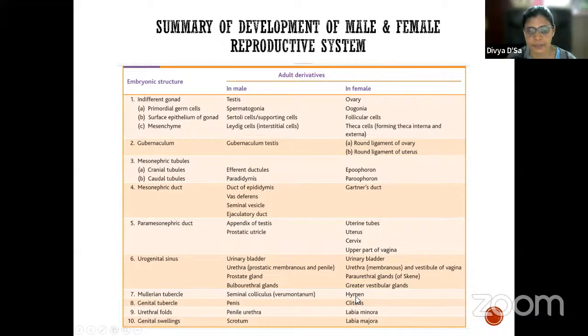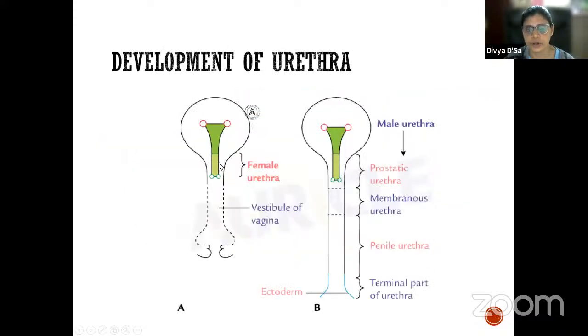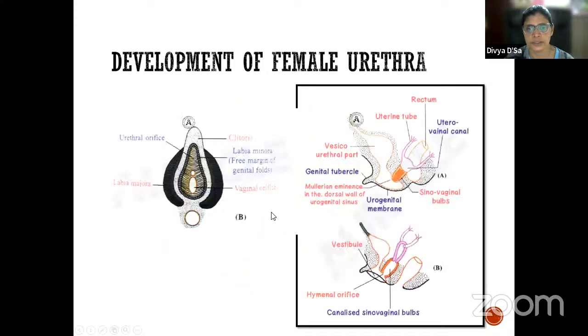Here it forms the hymen. Genital tubercle forms the penis. Here it forms the clitoris. Urethral folds form the penile urethra. Here they form the labia minora. Genital swellings form the scrotum. And here they form the labia majora. So this is the female urethra. It's short. I already told about the development, so I won't go into the details.